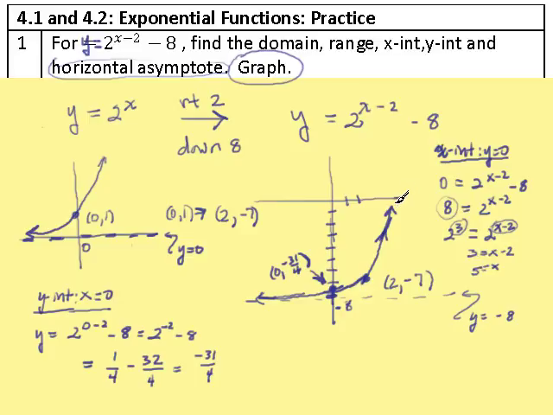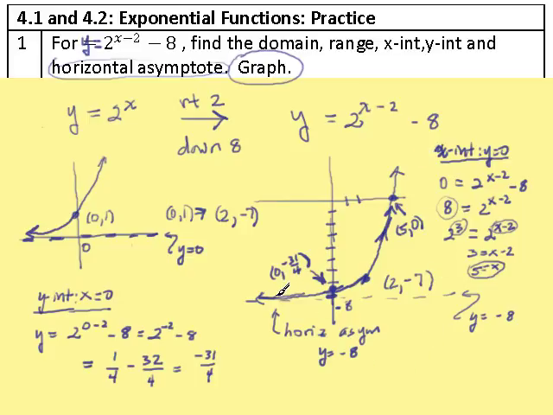All right, so right there at the crossing point, we're going to indicate that the crossing point is 5, 0, x equals 5 for the x-intercept. All right, so we found the horizontal asymptote. That's y equals minus 8. We found the x-intercept and the y-intercept. Let's just do the domain and range.